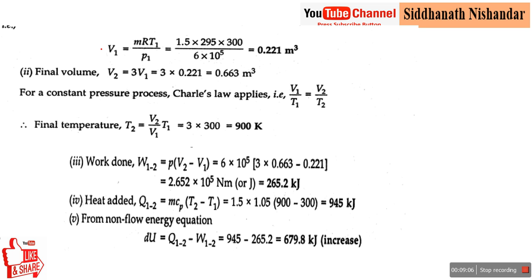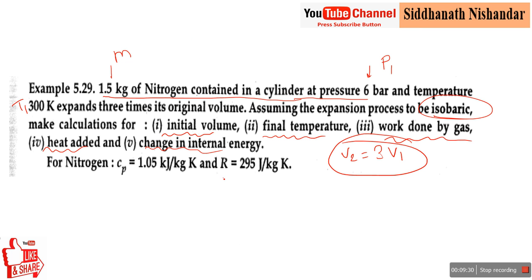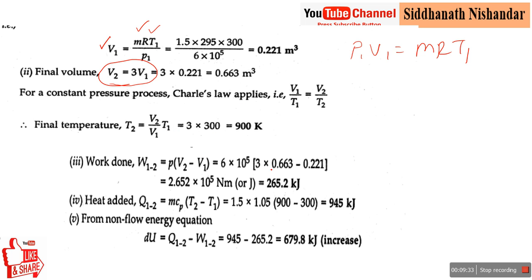First calculate the initial volume V1. V1 is not given; they directly gave V2 in the form of V1. So first find V1 by the fundamental relation P1 V1 is equal to m R T1. From there we can calculate V1: mass is there, R is there, T1 is there and P1 is there. The value of R is also there, no need to calculate. Then the final volume they ask, V2, is thrice V1. For a constant pressure process we know the general gas equation V1 upon T1 is equal to V2 upon T2. From that we can calculate T2 simply.